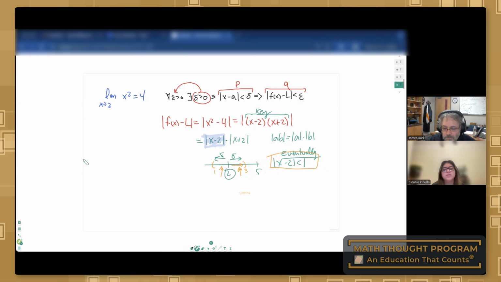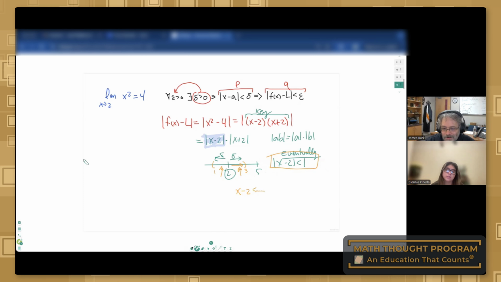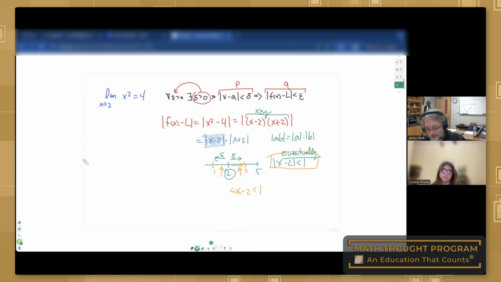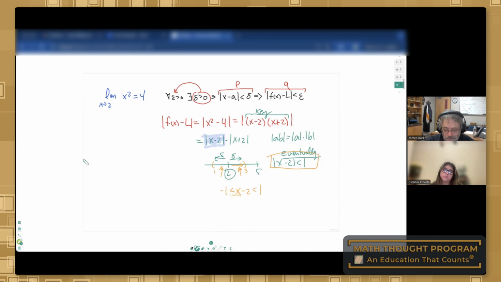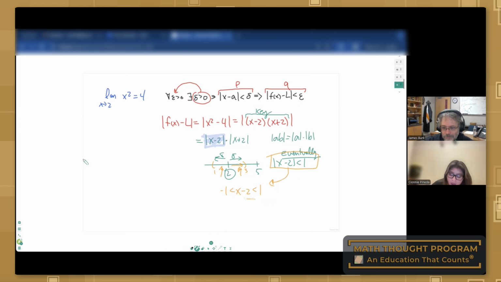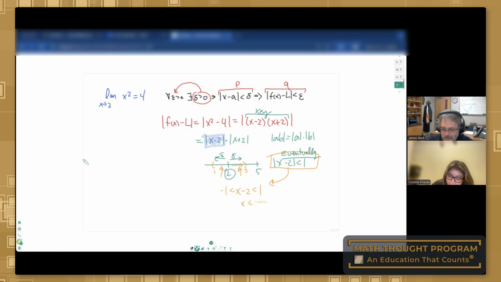And are we choosing 1 because it's just easy to work with? That's exactly right. I could have chosen 2 if I wanted to. I could have chosen 5. It's customary because it's just easy to work with. So take the inequality and you're going to open it up. Add 2 to both sides.